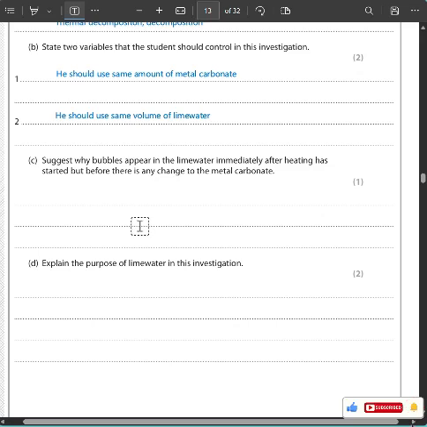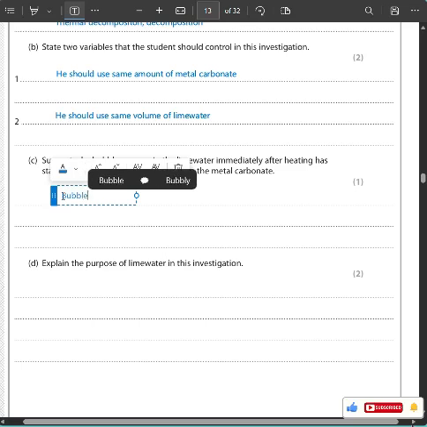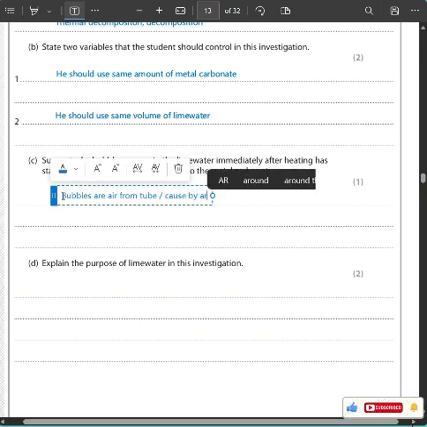Suggest why bubbles appear in the lime water immediately after heating has started, but before there is any change to the metal carbonate. Because the bubbles are air from the tube, caused by the air's temperature increasing. That's why the bubbles are made.